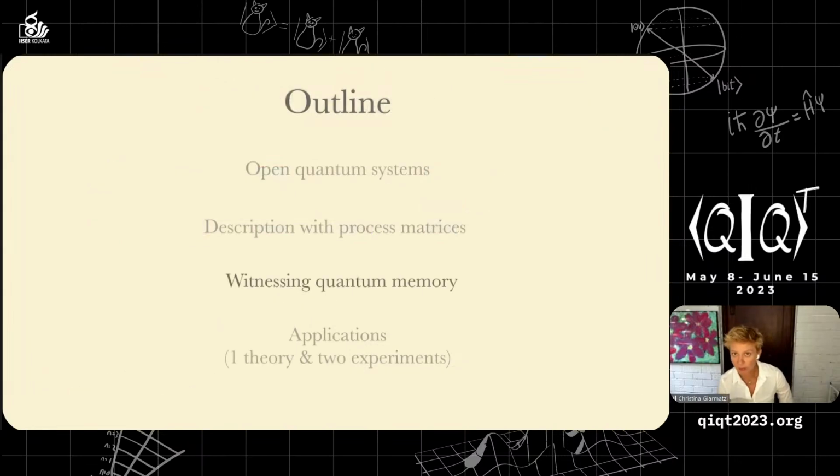All right, so I talked about open quantum systems. How do you describe them with process matrices, and how these process matrices look if the process is Markovian, if it has classical memory, and the quantum memory is anything that is not of these forms. And you'll see now the reason why I distinguished between classical and quantum.